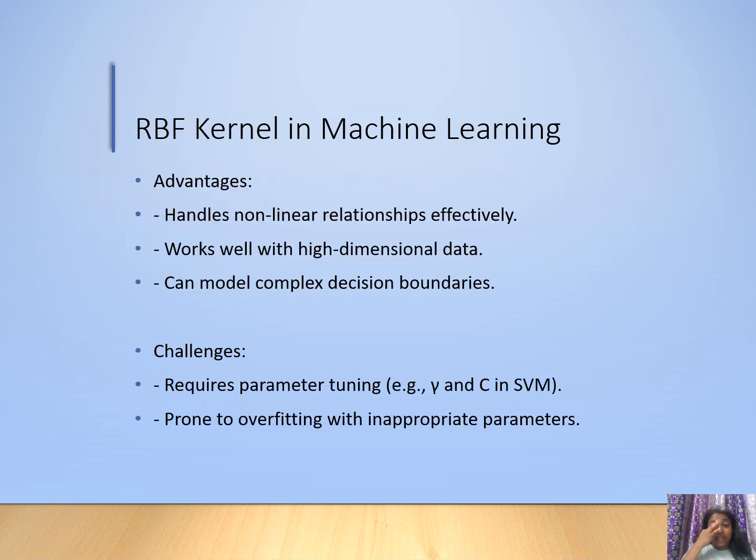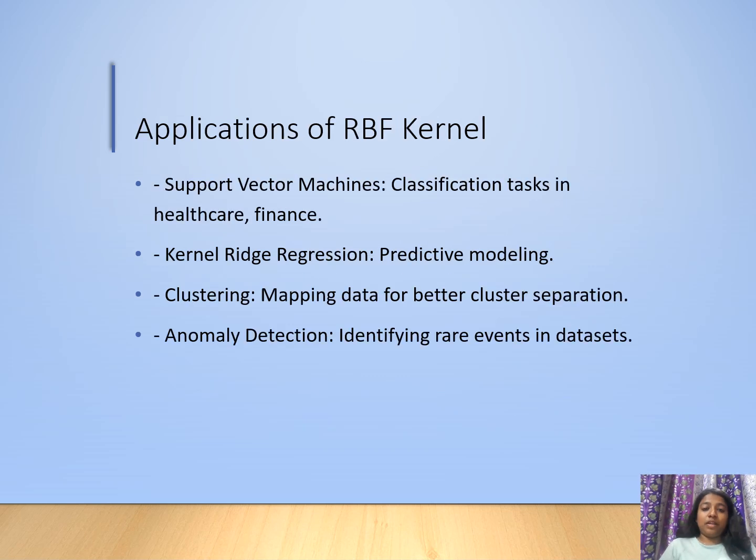RBF kernel in machine learning. Advantages: it handles non-linear relationships effectively, works well with high-dimensional data, and can model complex decision boundaries. Challenges: it requires parameter tuning for gamma and sigma in SVM, and is prone to overfitting with inappropriate parameters. Applications of the RBF kernel: support vector machines, classification tasks, and healthcare and finance.